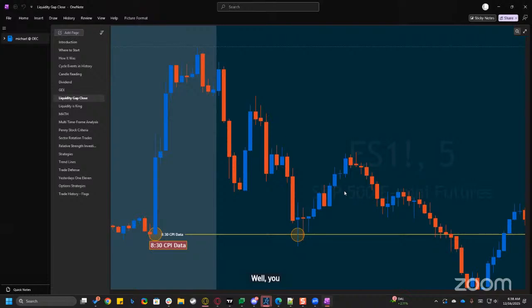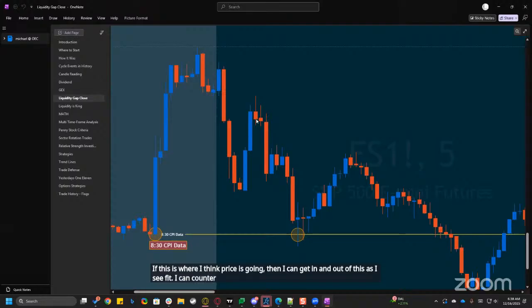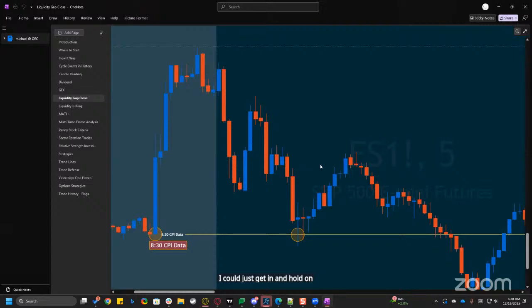Well, you're both going to the same spot, but you're taking different vehicles and different routes because, of course, somebody doesn't like the one road that you take and somebody else thinks they got a faster route. You both get to the same spot, you just get there taking different paths. If this is where I think price is going, then I can get in and out of this as I see fit. I can counter trend trade if I want to. I could just get in and hold on with diamond hands if I want to. There's so many ways to trade it, but you know where it's going.